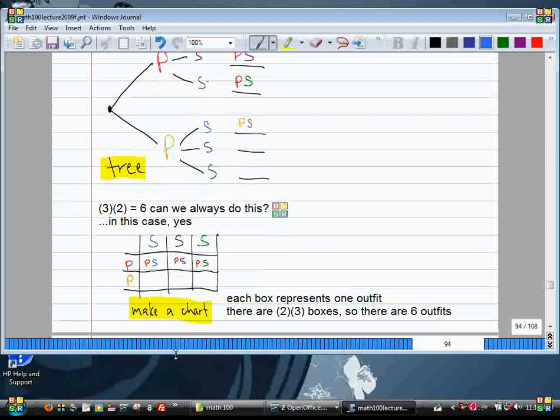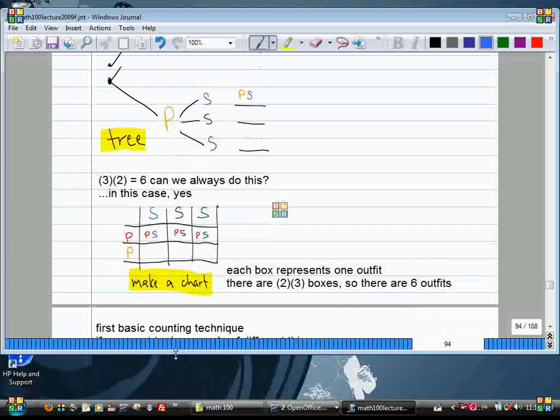Now, this is easy to see when you have shirts and pants, just 2 things. What if you had 3 things? Well, if you had 3 things, you'd have to draw a length, width, and a height. That's kind of hard to do on paper. So we're probably not going to make a chart for that, but the same principle still applies.